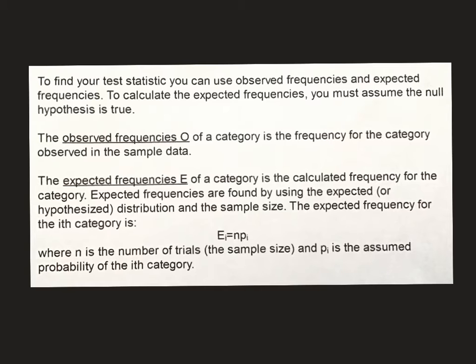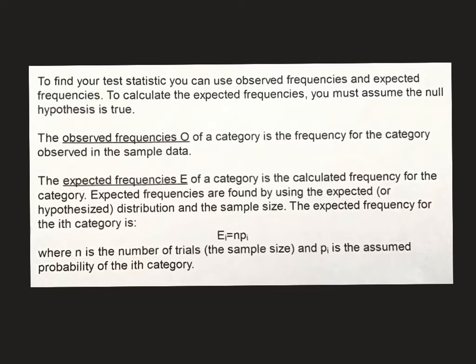So when we find our test statistic, we're going to use observed frequencies and expected frequencies. So when we calculate expected frequencies, you have to assume that the null hypothesis is true, that it's going to fit that expected distribution. Observed frequencies are labeled with the letter O. So observed frequencies of a category is the frequency for the category observed in the sample data. So not what's expected, but what really happened.